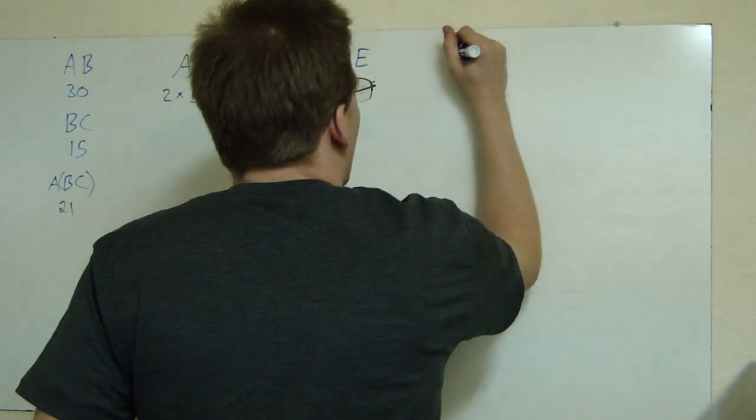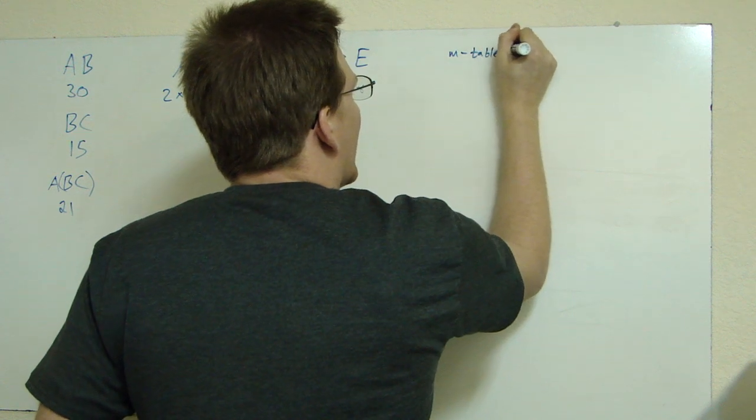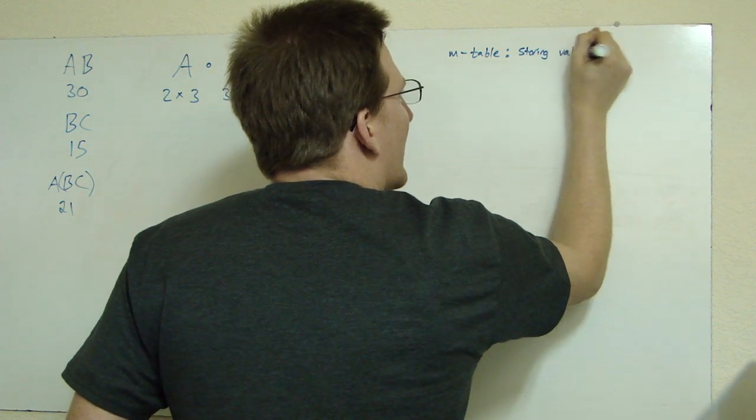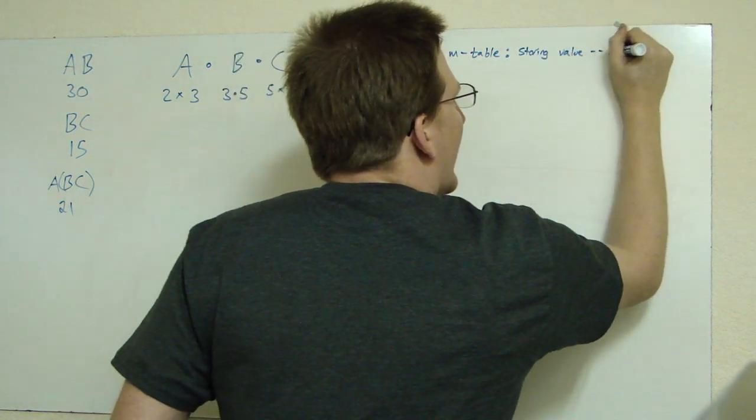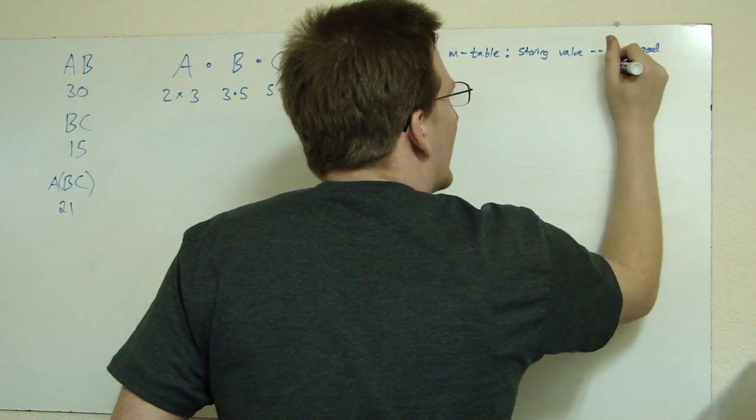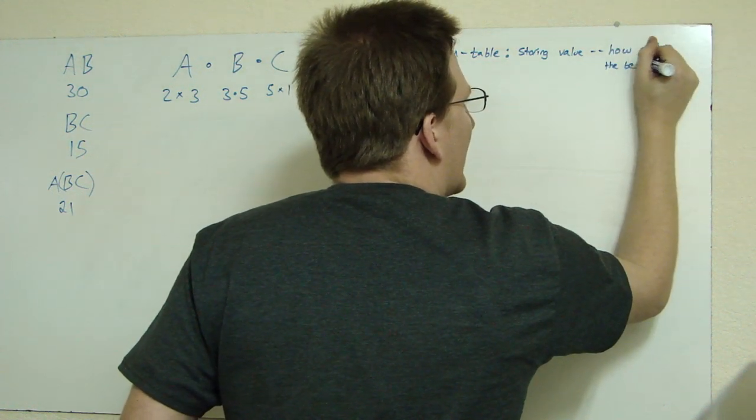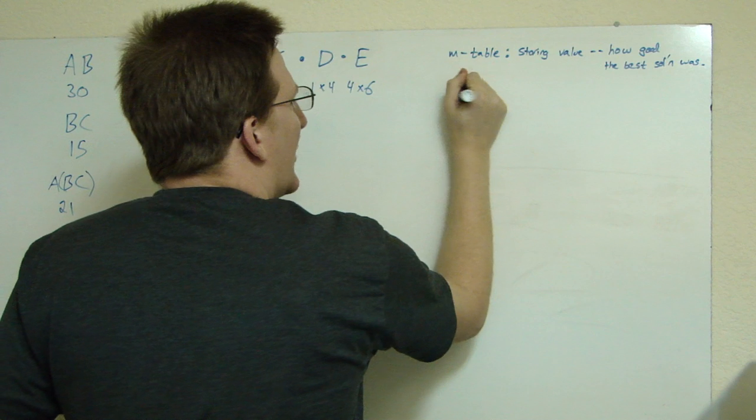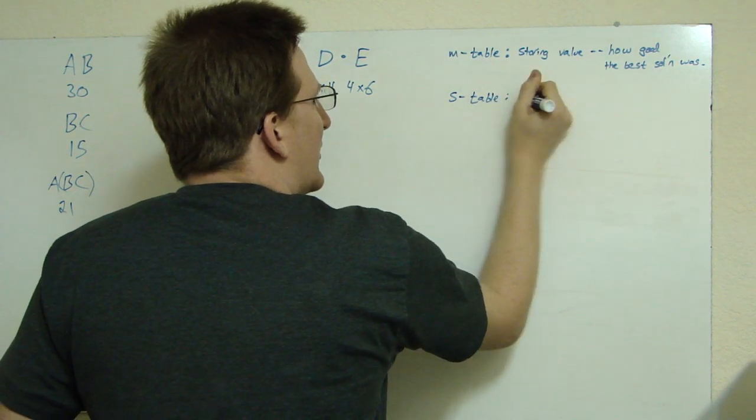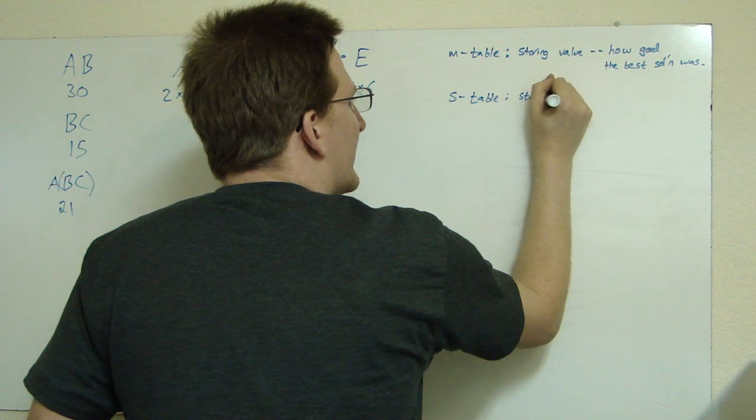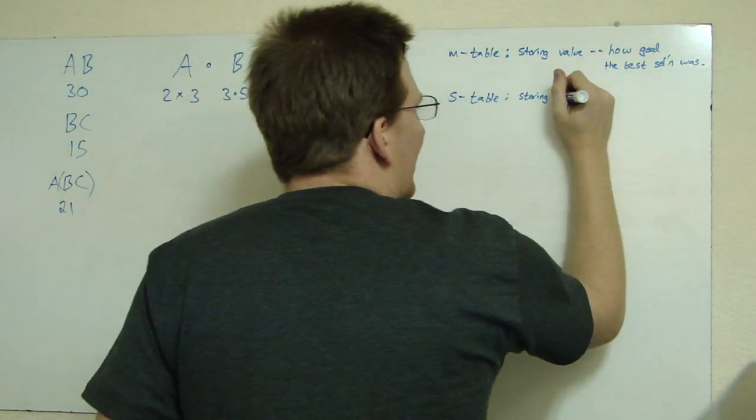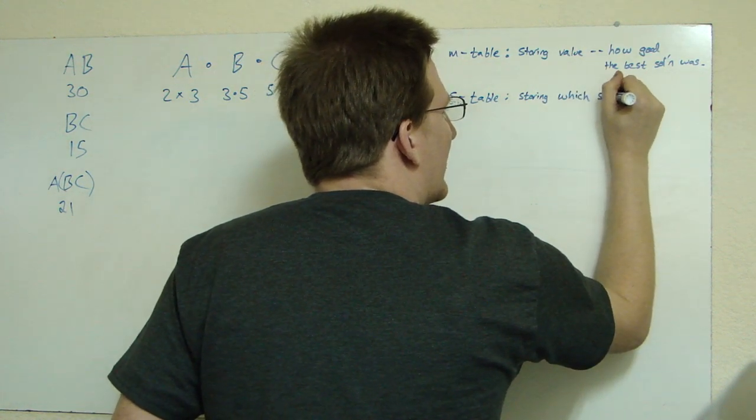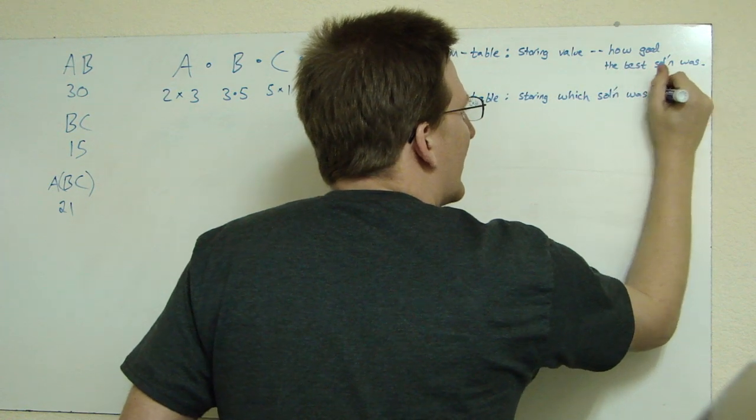Now in the M table, you're storing the value representing how good the best solution was. For the S table, you're storing which solution was the best solution. Which solution was the best one?